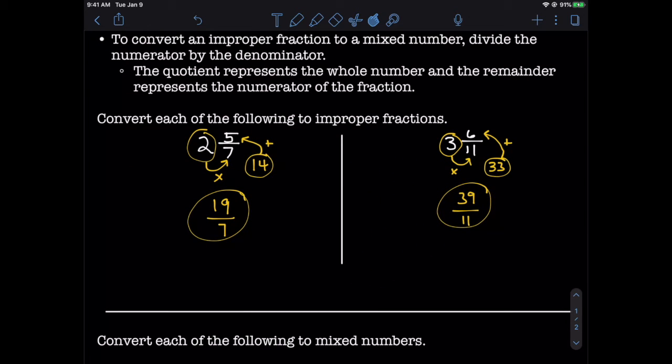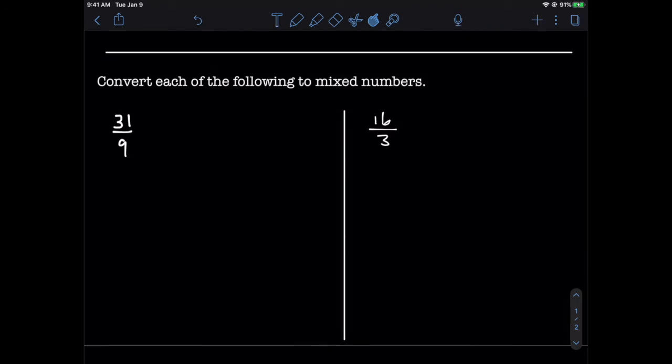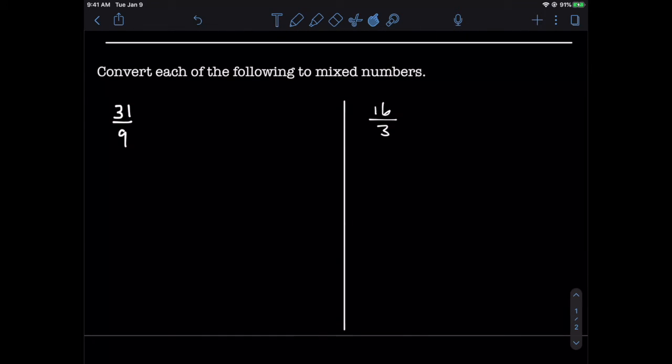Let's go ahead and mix it up here and go the other direction. By the way, if you missed my mixed number joke right there, I feel bad for you.